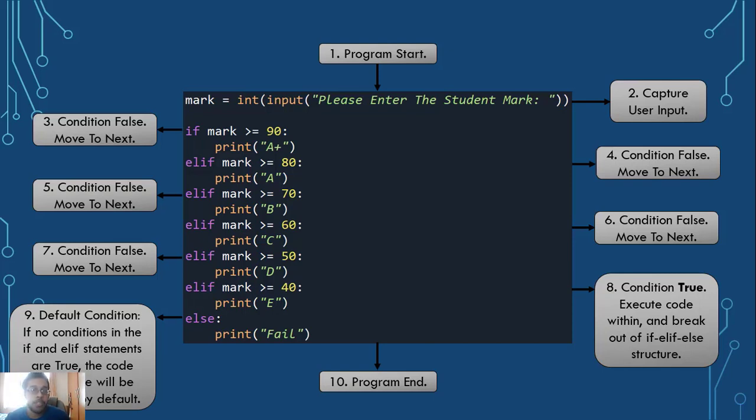Number 9, default condition. If no conditions in the if and elif statements are true, the code inside here will be executed by default. Number 10, program end.